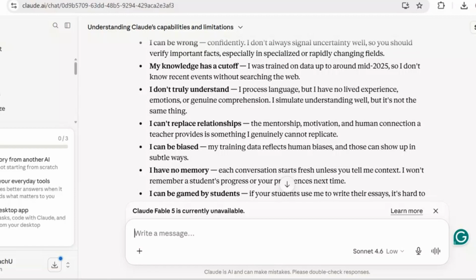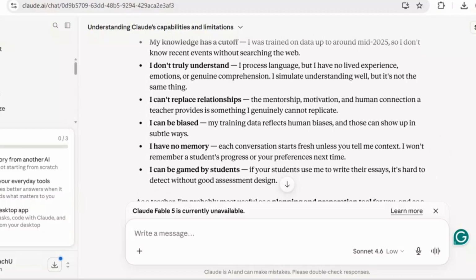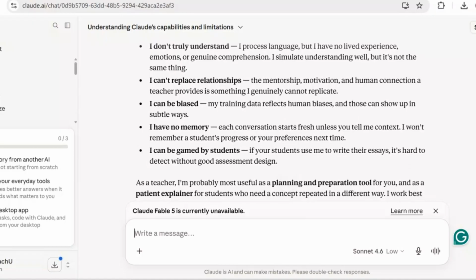It doesn't truly understand because it processes language. It has no lived experience or emotions or genuine comprehension. Sometimes it simulates understanding, but it's not the same thing. It cannot replace relationships like the relationship with a mentor. It cannot play the role of a motivating instructor because you need the human connection that your teacher provides you with. And this is something that is not replicable. It doesn't have memory. It can be gamed by students.